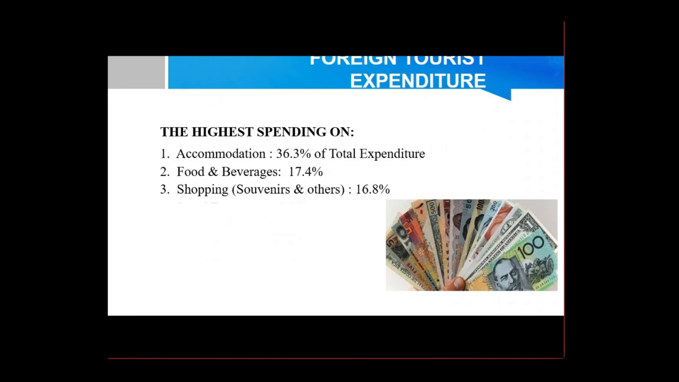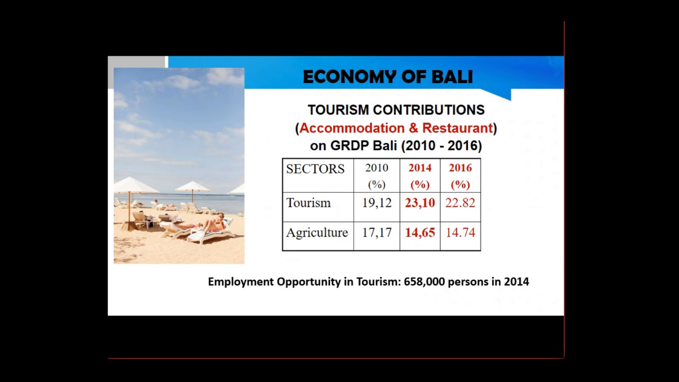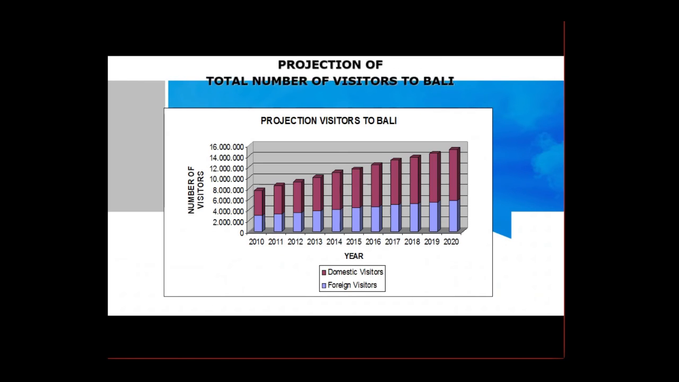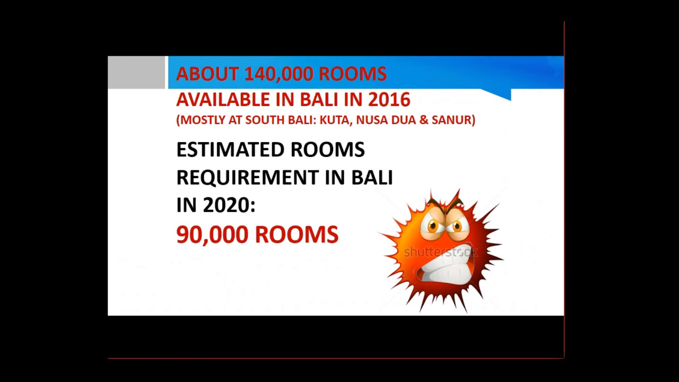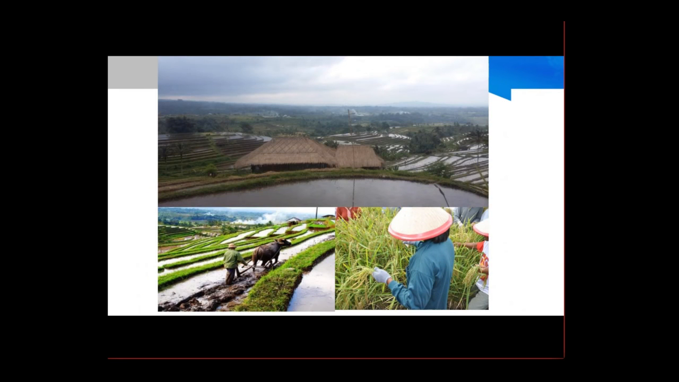Accommodation is dominating the tourist expenditure at 36%, followed by food, and shopping 60%, and local transport. So economic value is definitely contributed mostly by tourism, 22%, compared to agriculture at 14.10%. This is the projection of the total number of visitors to Bali, with increasing demand from local tourists. There is oversupply up to 10 years ahead, and the estimated room requirement in Bali is 90,000 rooms. It's definitely possible.